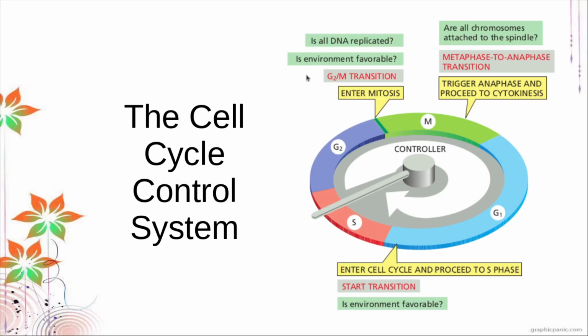And again, the second one is, is the environment favorable? Another question, the same with this one. Do you have a favorable environment? So if both are yes, you enter the M phase. If both are no, go to apoptosis or senescence. So basically, that is the control of your G2 phase.